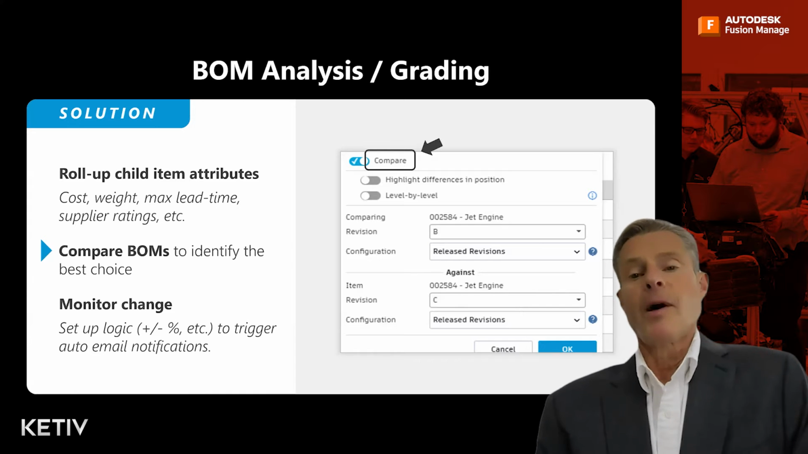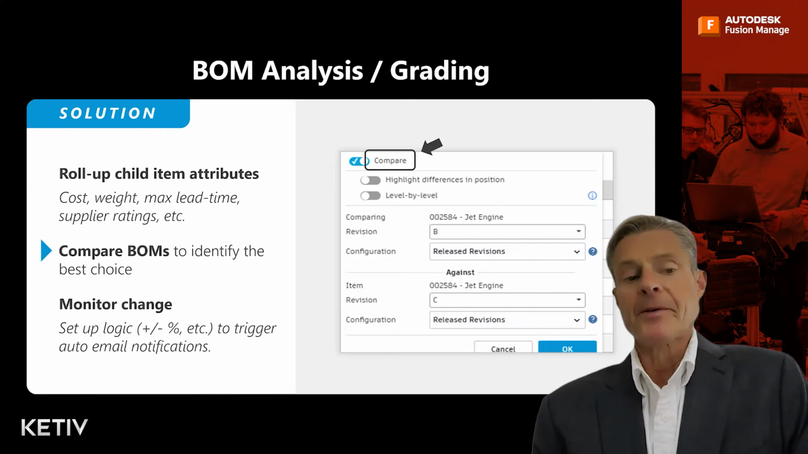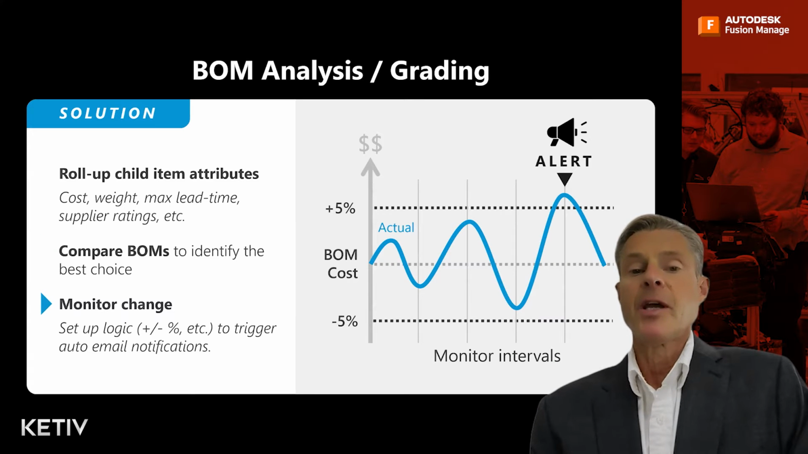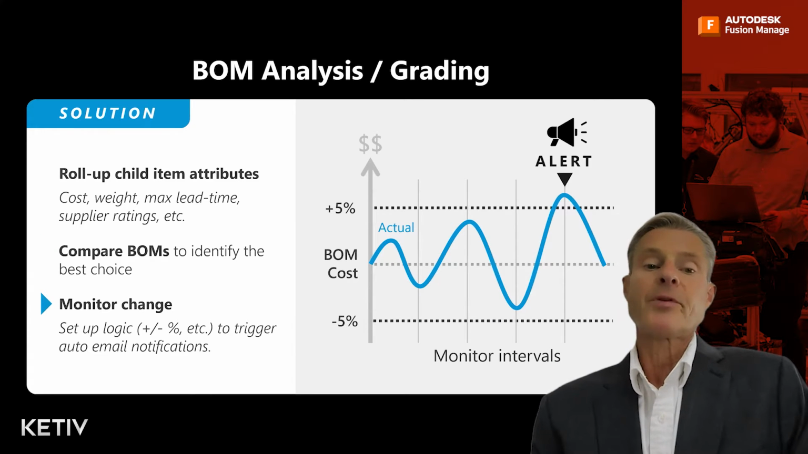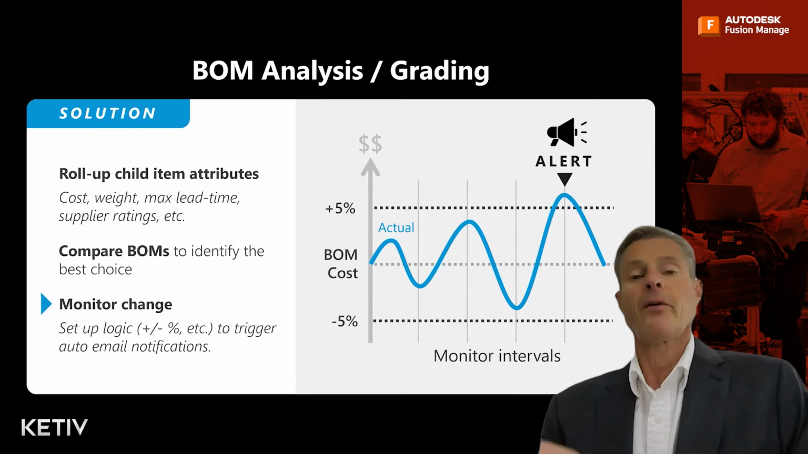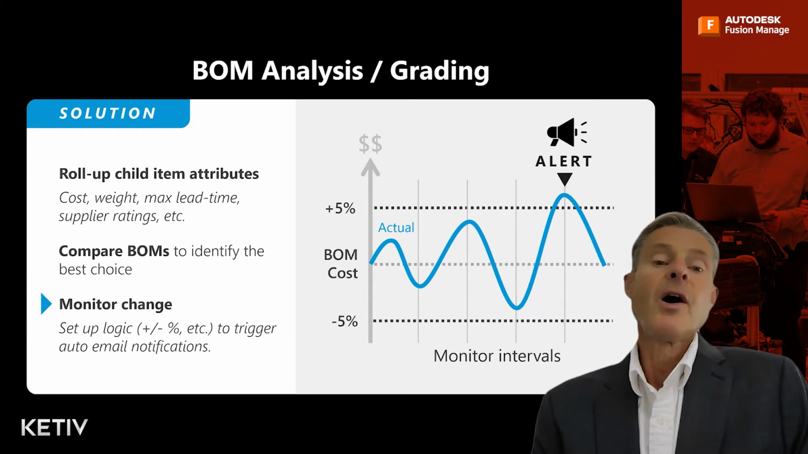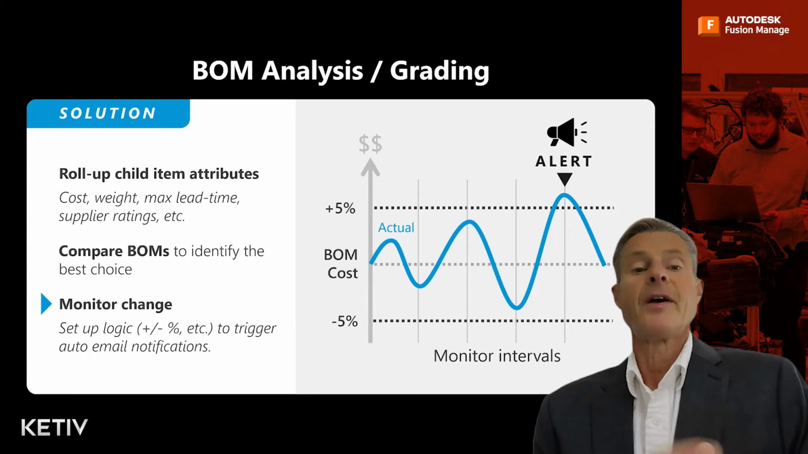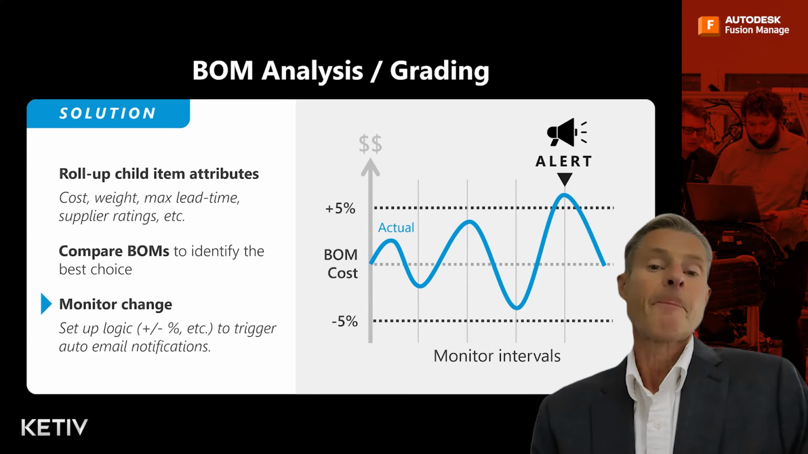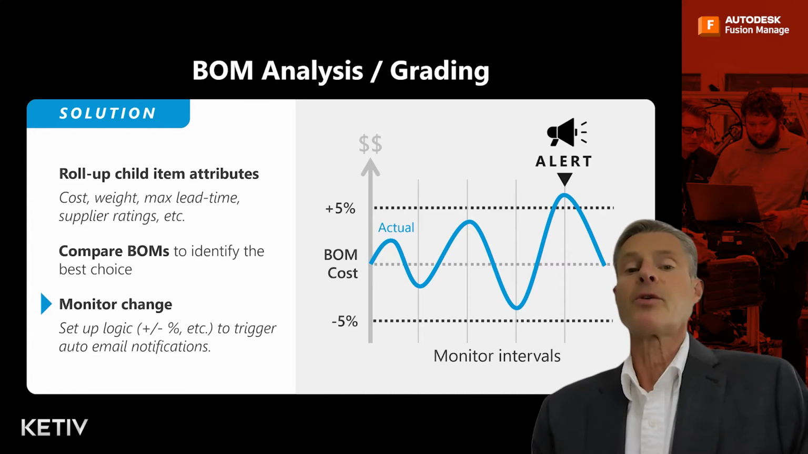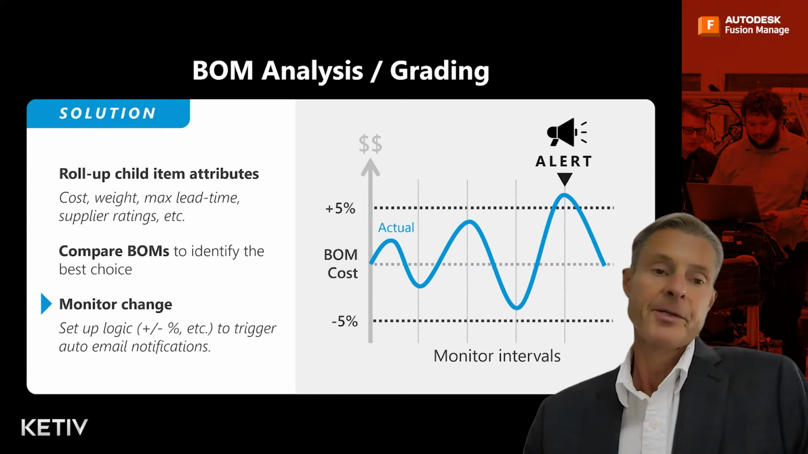The next thing you might want to do is set up a monitor so that if a change occurs, you get alerted to that change based on some predefined thresholds. Now, that can be a nominal threshold, like $5 for cost of goods sold, or it can be a percent of the nominal value. So here you can see at some interval, it goes above the threshold and we issue an alert.